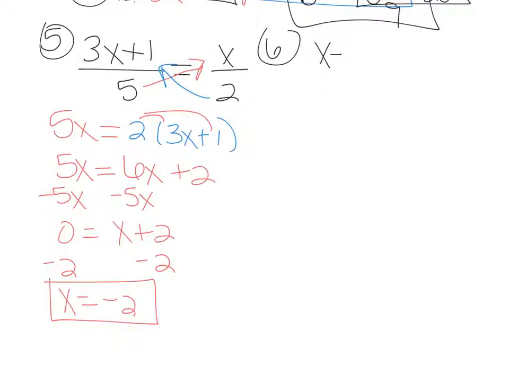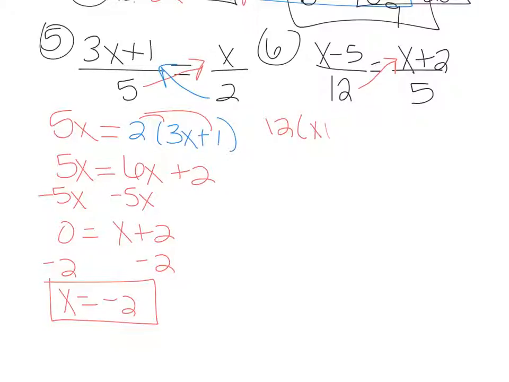Let's try (x - 5)/12 = (x + 2)/5. Is it a proportion? Yeah, it is. This time, I have to be really careful because both of my cross products have a quantity in my numerator. For that first one, I have to take 12 times the quantity x + 2. That x + 2 needs to be put in parentheses, and in that other cross product, I need to put x - 5 in parentheses as well. Then you can distribute the 12 and the 5.